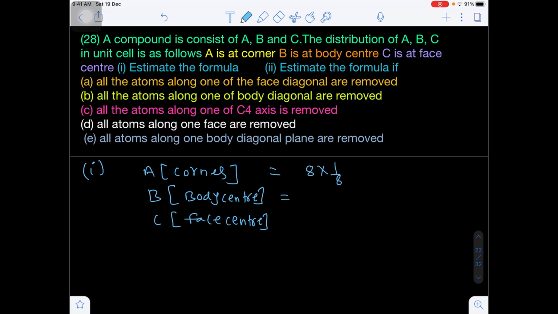Into contribution will be 1 by 8. So 8 into 1 by 8 will be equal to 1. And body center will be 1 particle and contribution will be 100%. So 1 into 1 will be 1. And face center atoms will be 6 and contribution will be 1 by 2. 6 into 1 by 2 will be 3. So overall the empirical formula of a unit cell will be ABC3, 1:1:3. Okay. So this is the first part.